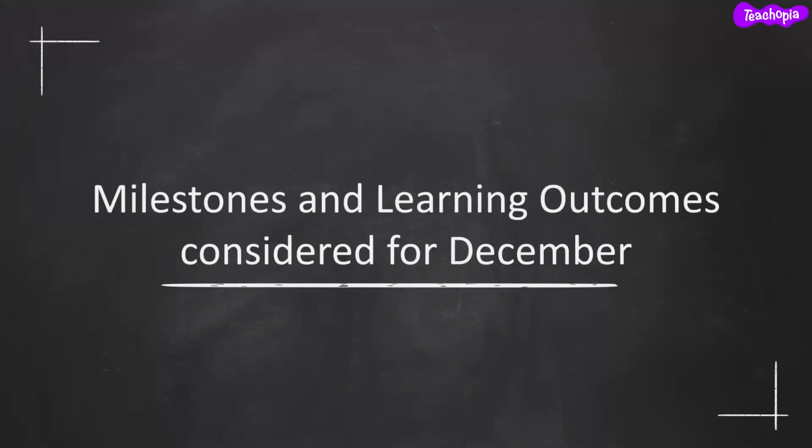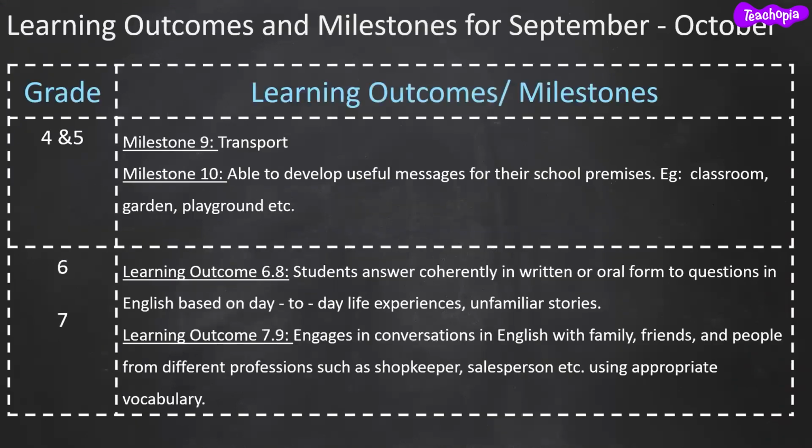Now let's come to this month's milestones and learning outcomes. So for grade 4 and 5, we have milestone 9, that is transport, and milestone 10. So milestone 10 says able to develop useful messages for their school premises, example classroom, garden, playground, etc.